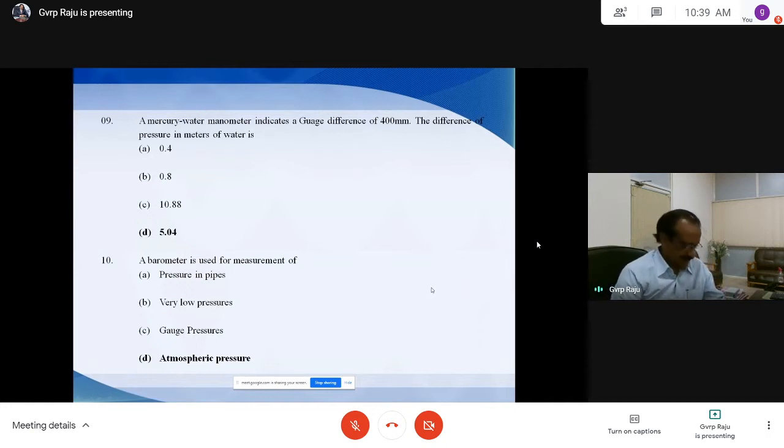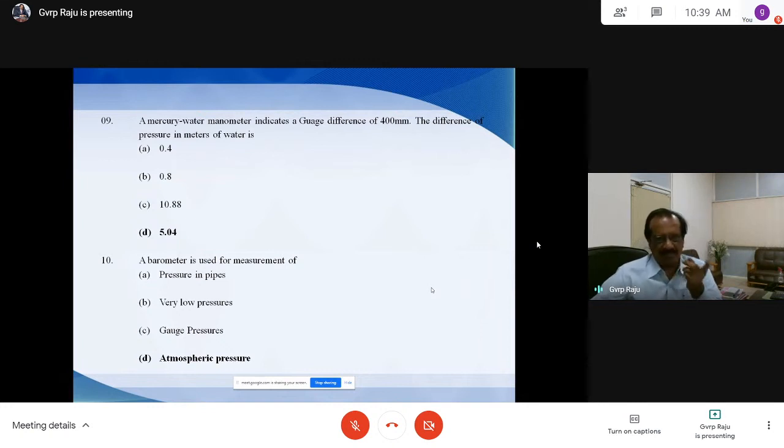A mercury water manometer indicates a gauge difference of 400 mm. What is the difference of pressure in meters of water? So the pressure difference is 400 mm, and we convert it into meters of water. Whatever the gauge reference, multiply it by the specific gravity of the manometer liquid over the specific gravity of water, minus 1. So let us say the gauge difference is H. So H into S2 by S1 minus 1.